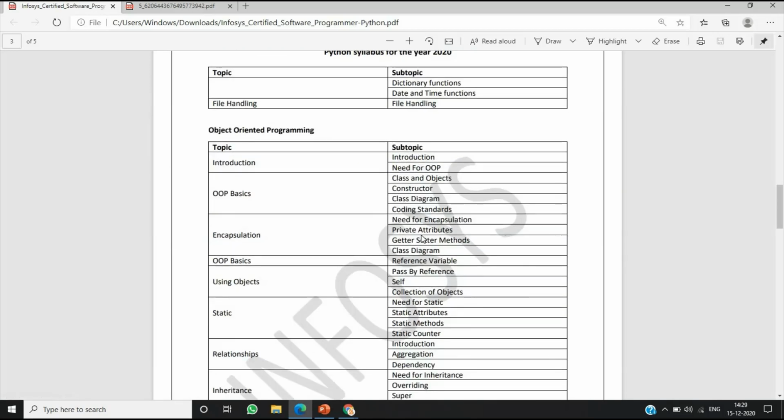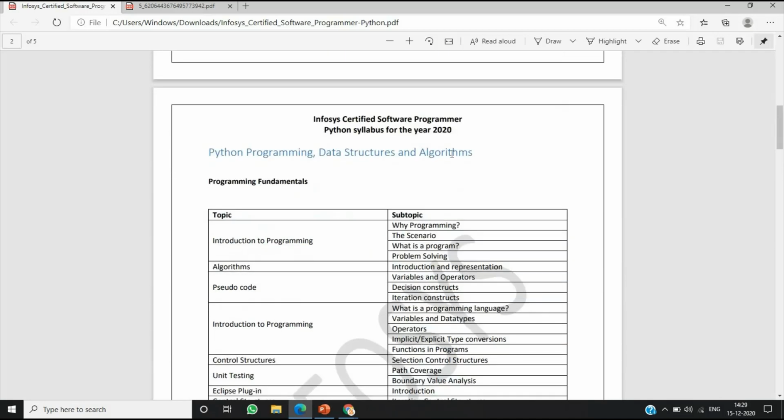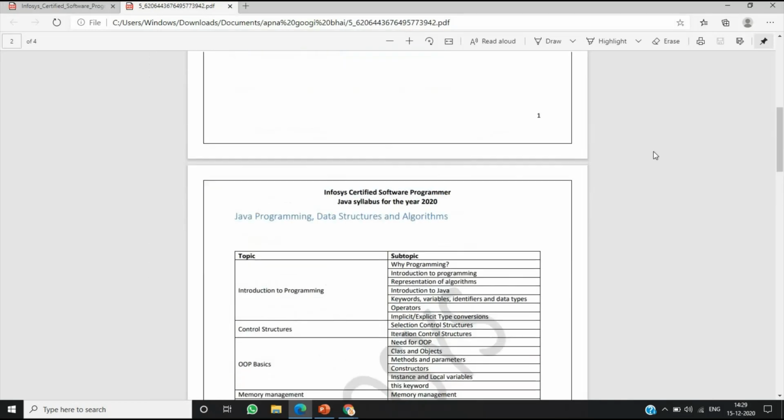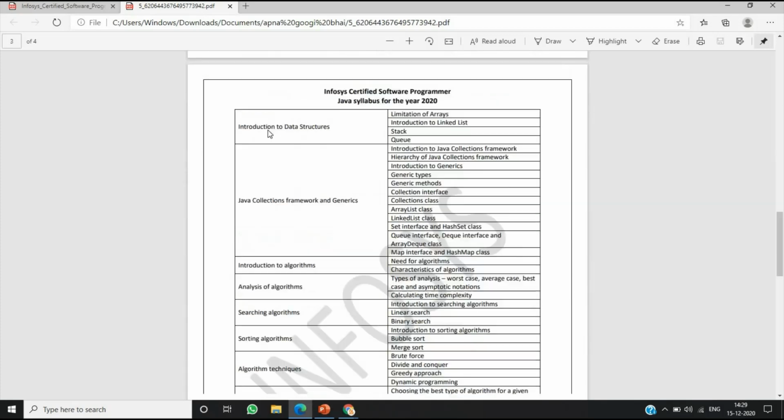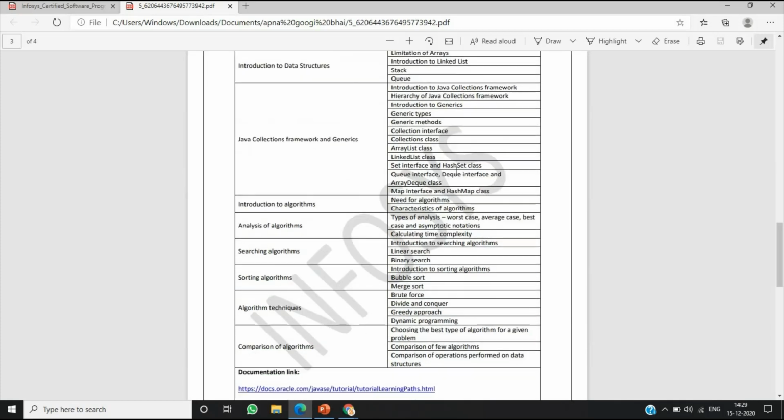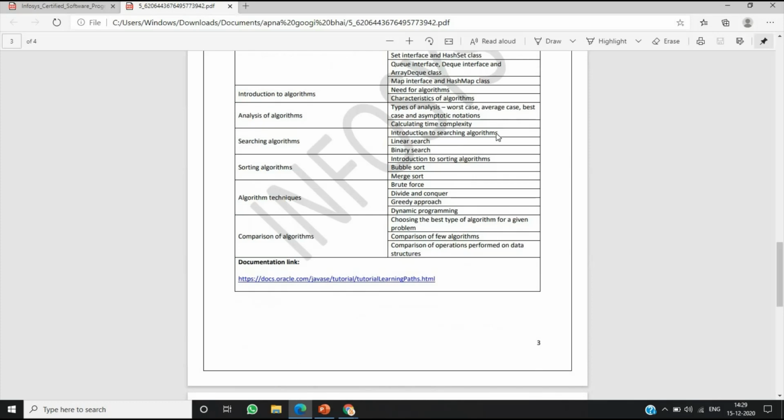So friends, I also want to add some points: they were asking about data structure and algorithm questions also in Python programming, meaning data structures and algorithms using the Python programming language. And if you select Java, then data structures and algorithms using Java. In this syllabus, there are subtopics like introduction to data structures, Java collection framework and generics.